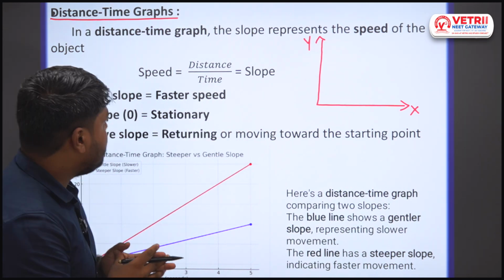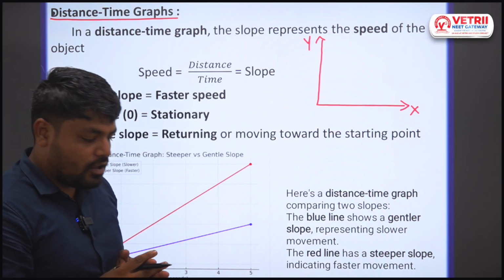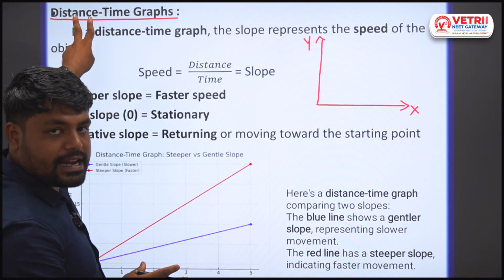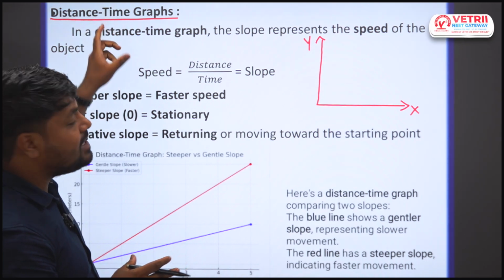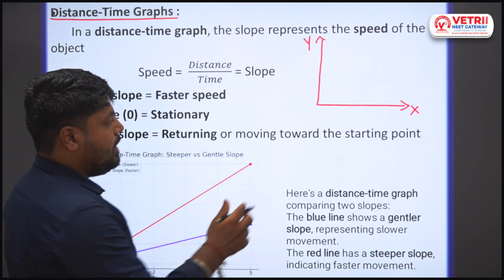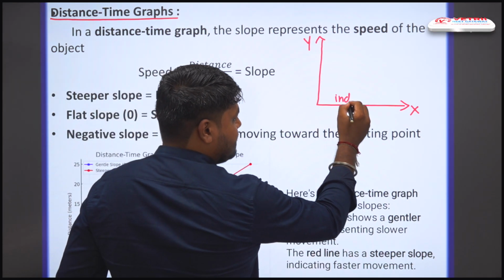No. The very important point here is, which quantity is the independent quantity? Among the two quantities, distance and time, which one is the independent one? It does not depend on anything. So the independent quantity should be placed on the x-axis.